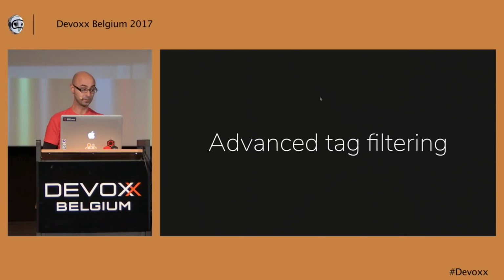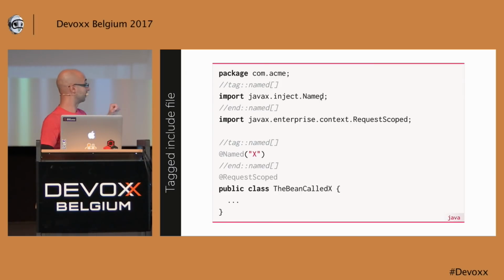Also, we've improved the advanced tag filtering when you want to include something. This is an example, right? This is a class, and probably what you want to do in your document is something like, look, this is an example of how to create, in this case, a request scope bean. This is a CDI bean. And notice that you put tag name, then you put some imports, then tag name, you put another content, like the name of the bean, and then end name.